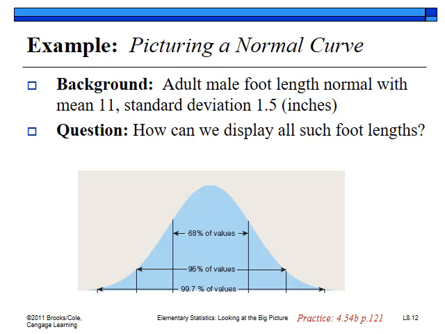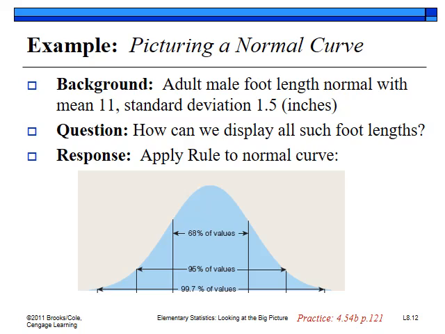So what we'll do is we'll label the middle of the distribution mu, right in the middle, the 11, and we'll count out by standard deviations. We'll go up and down by 1.5 to give us 12.5 and 9.5. We'll go up and down by another standard deviation to give us 14 and 8, and we'll go up and down by yet another standard deviation to give us 6.5 and 15.5.